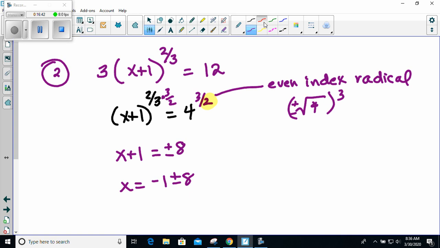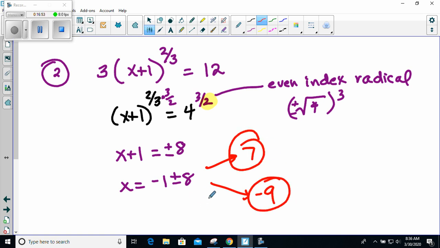So let's get our 2 answers. -1 plus 8 is 7. -1 minus 8 is -9. My 2 values are 7 and -9. There's my win. Alright, so check for extraneous solutions.